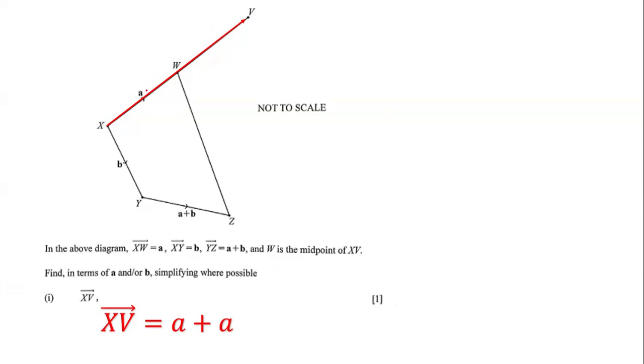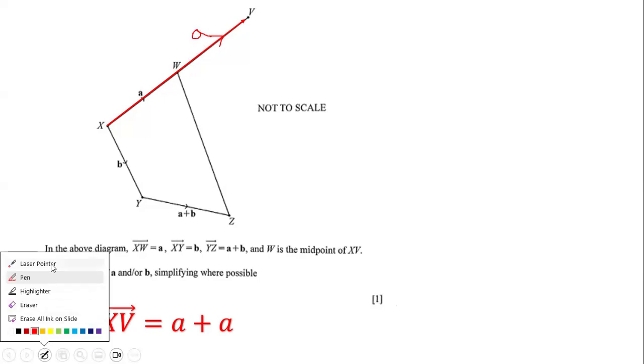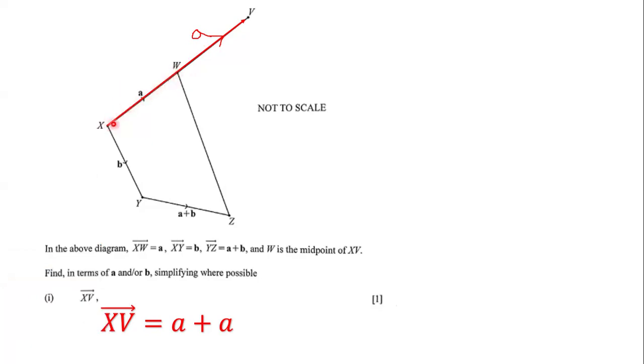If xw is a, then that means that wv must also be a, because w is the halfway mark. So xw and wv must be equal in length. So xw is a, that's how we got this first a, and wv is also a, that's how we got the second a. And so we have a plus a, and a plus a is definitely 2a. So xv is equal to 2a.